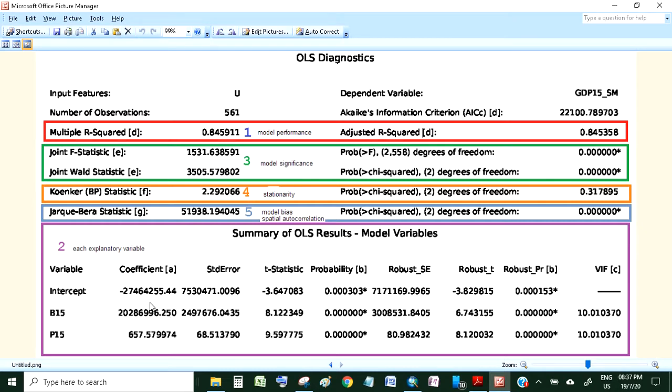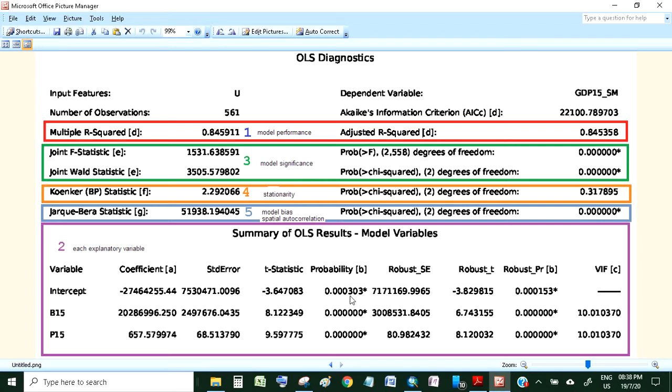And thereafter, after the coefficient comes the standard error. Standard error should be low, and the coefficient divided by the standard error gives you the t statistic. Once you get the t statistic, then based on the degrees of freedom, you will see the probability. Here in this case, all these symbols are showing that your results are statistically significant.